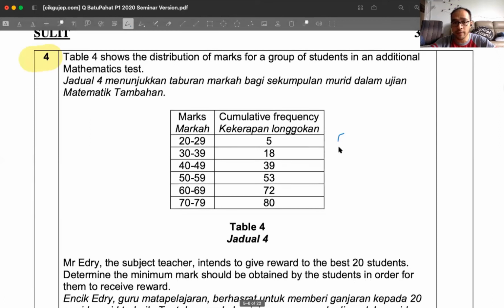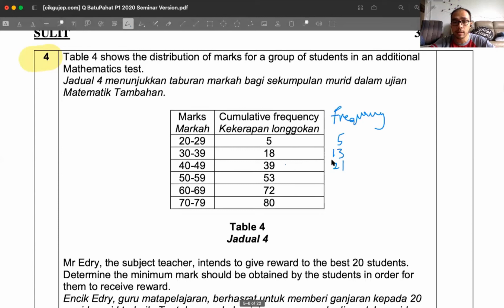So this is 5, this is 13. Okay, how do you get 13? It's just 18 minus 5. Okay, 18 minus 5, I get 13. This is the actual frequency. Okay, that means how many people got 20 to 29 marks is 5. How many people got 30 to 39 is 13. Okay, and that's how we calculate. So 39 minus 18 will be 21.